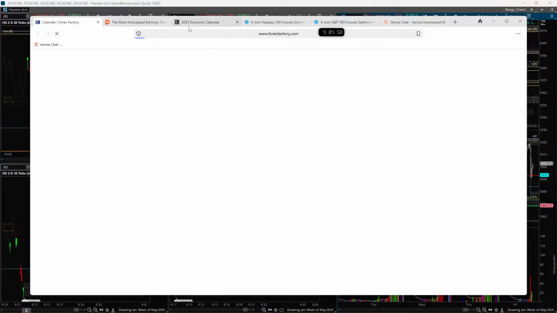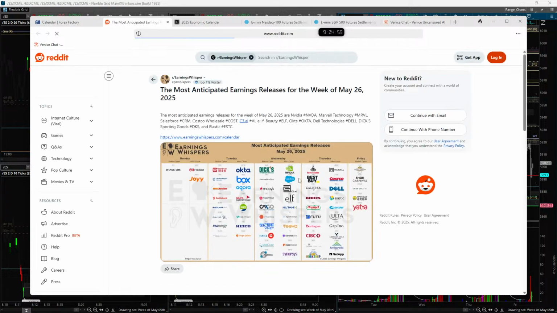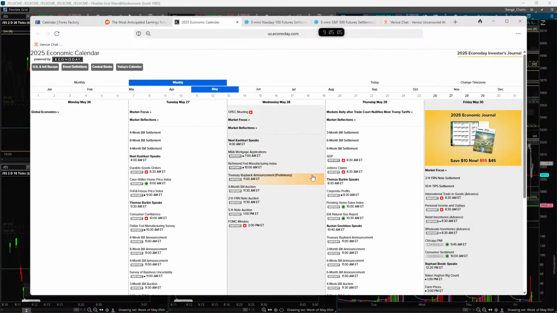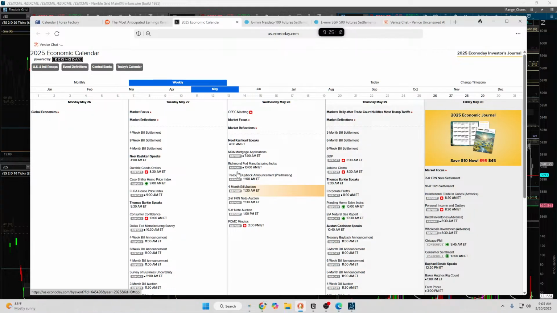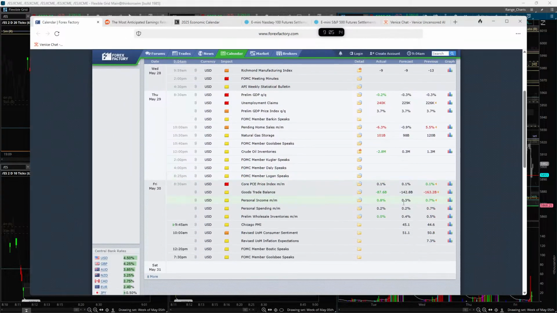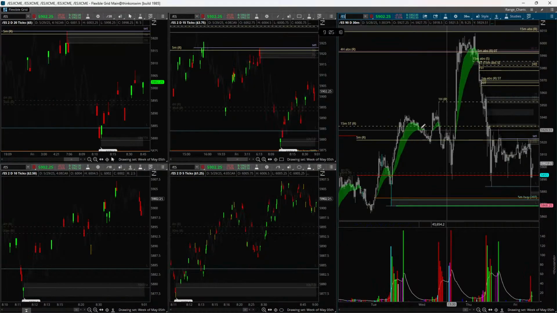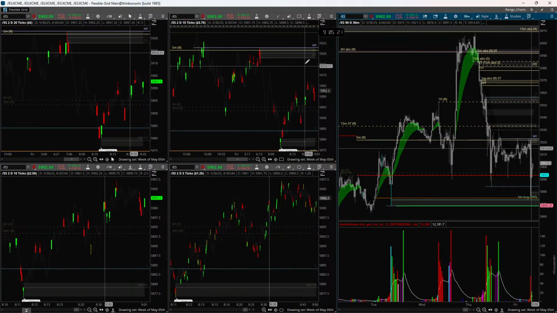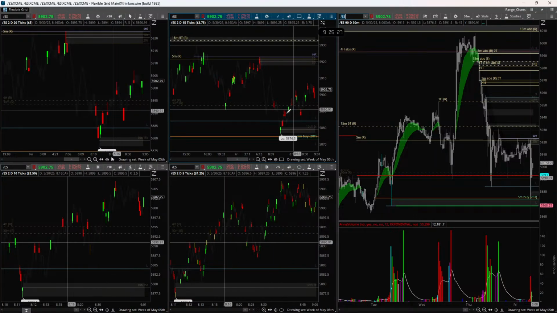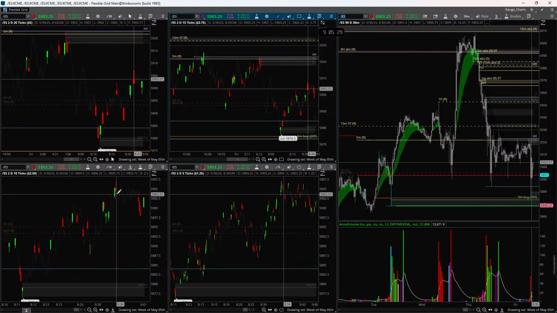News wise, earning wise, nothing that I know of that came out that's important. We had this 8:30 news that came out, 9:45 PMI, that's important, and then 10 o'clock. So that's basically it. So I'm looking at this level here for potential rejection, and this interesting level here for potential buy. I think that's fair enough. I can work with that.